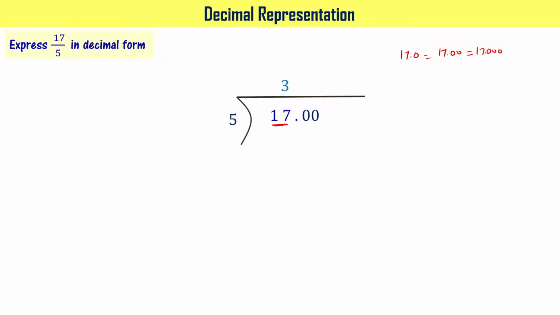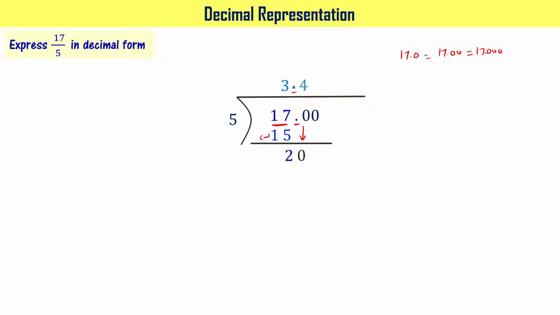3 times 5 is 15. Let's subtract 15 from 17, right? When you subtract, what you get is 2. Now you observe here, after 17, we have a dot. So that dot has to go here also, right? Now let me put a dot on the coefficient side. Once you do that, I can bring this particular 0 down, right? Let me bring it. So I have now 20 in place of 2.